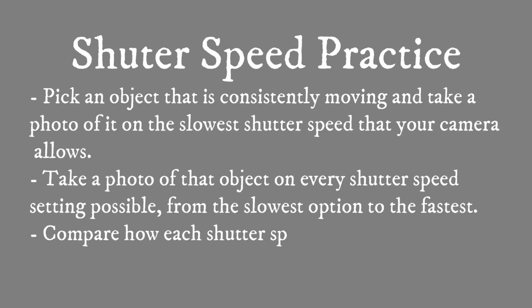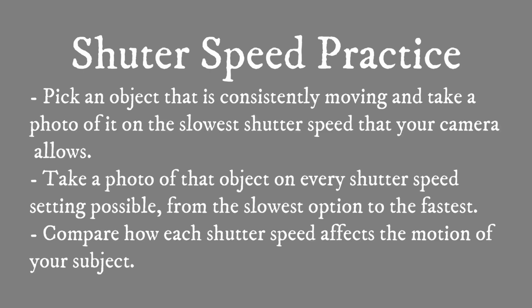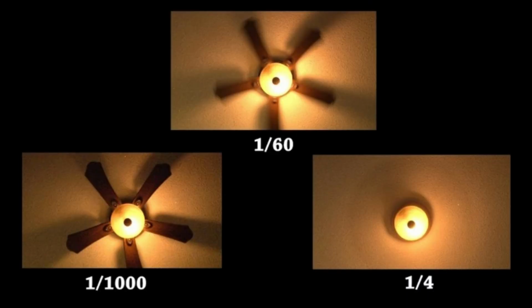Here is an exercise you can do to become more familiar with shutter speed. Pick an object that is constantly moving, for example, a ceiling fan, a kid on a swing, etc., and take the first photo of it on the slowest shutter speed that your camera allows. Then take a photo of that object on every shutter speed setting possible, from the slowest option to the fastest. Compare how each shutter speed affects the motion of your subject.